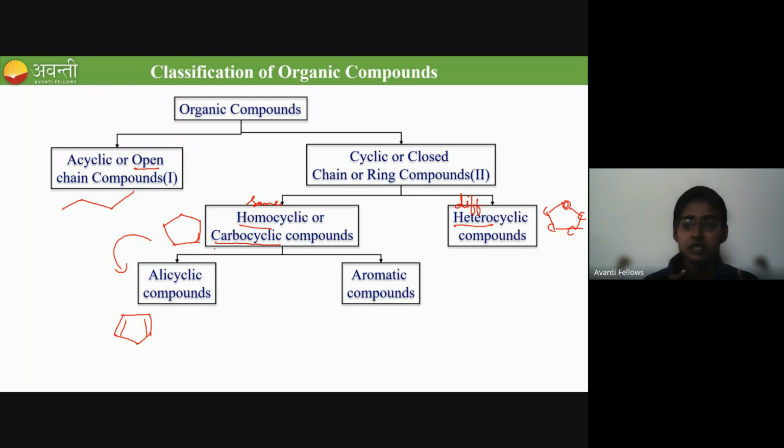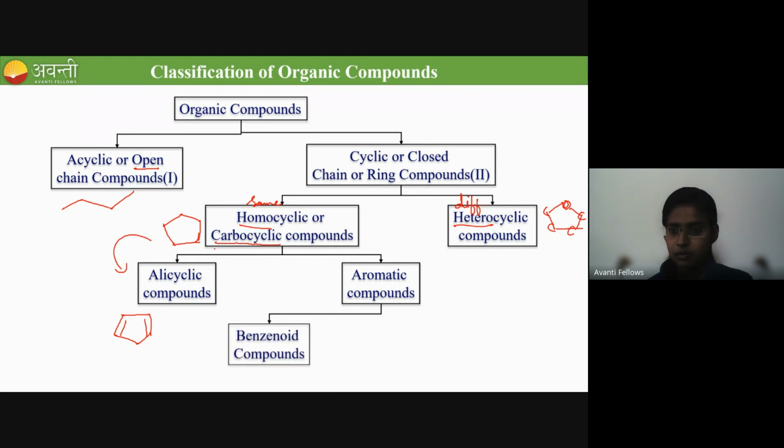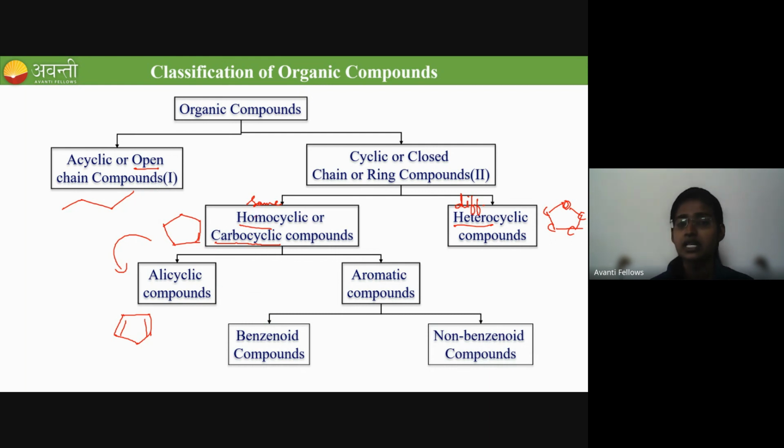And aromatic compounds are classified into benzenoid compounds and non-benzenoid compounds. So what is meant by benzenoid compound? Benzene ring containing compounds are called benzenoid compounds.